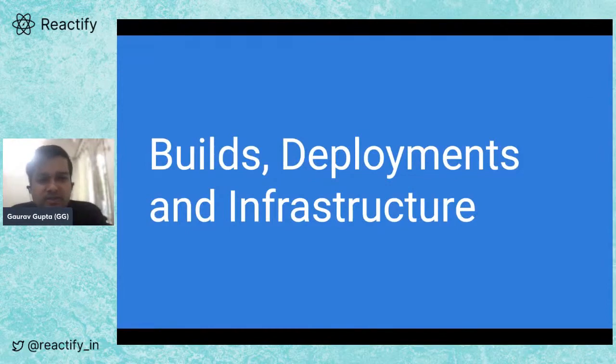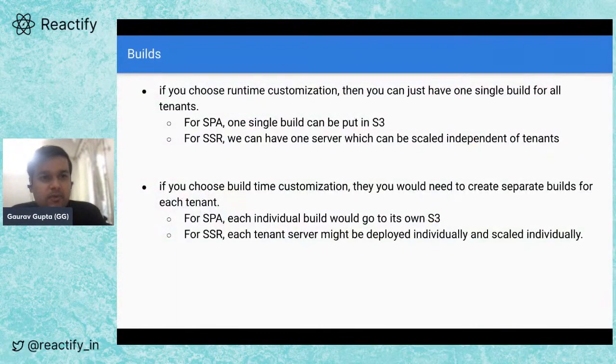Then, talking about builds, deployments, and infrastructure in general. If you choose runtime customization, where you will get the tenant config from an API call at runtime, you can just have one single build for all the tenants, because there is nothing that changes across tenants for those builds, right? Because all the customizations are happening at runtime. So in those cases, for a single page application, you can just have one single build. You can just put it as static hosting somewhere. For a server-rendered application, you can just have one server which can horizontally scale for tenants, but there does not need to be a tenant-specific server.